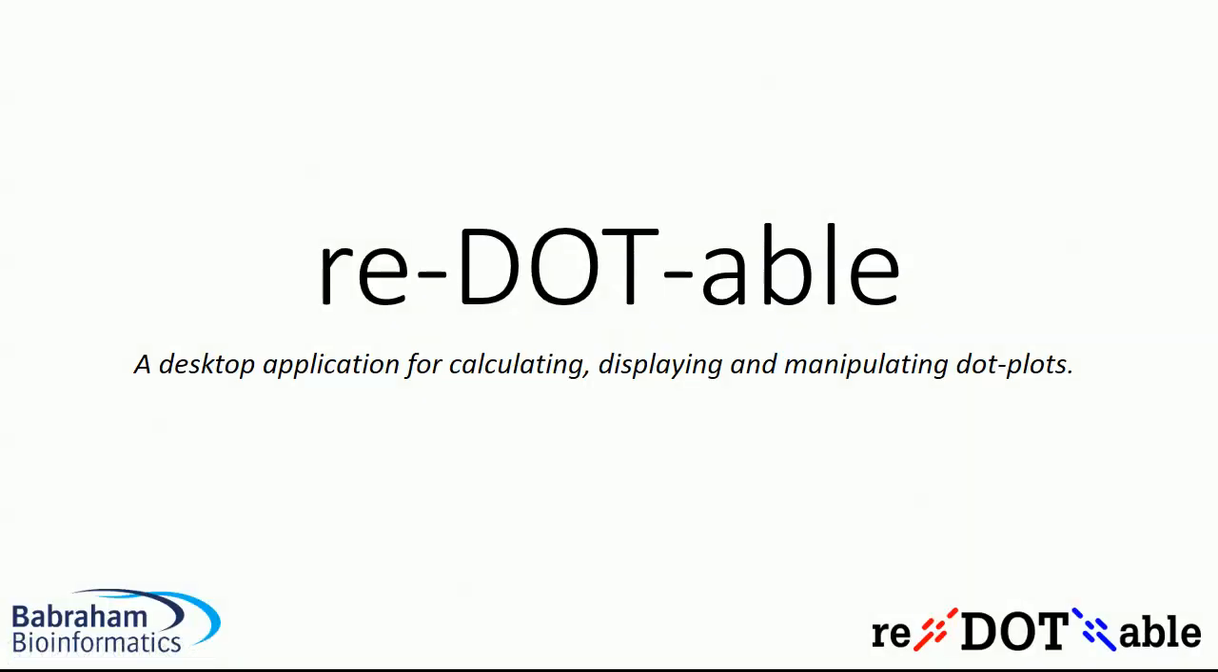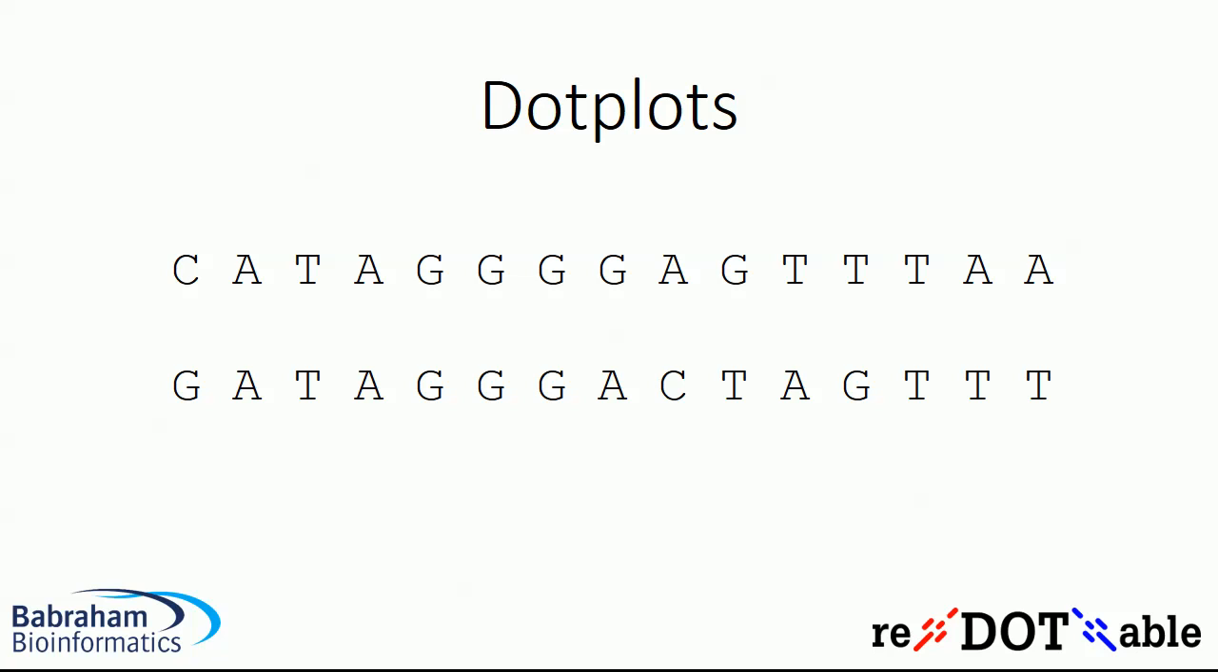In this video, we're going to take a look at ReDOTable, a desktop application for creating dot plots, which are a graphical way of visualizing the similarity between a pair of sequences. Dot plots are a really useful way to look at what can be quite a complex issue, which is the sequence similarity between a pair of sequences.